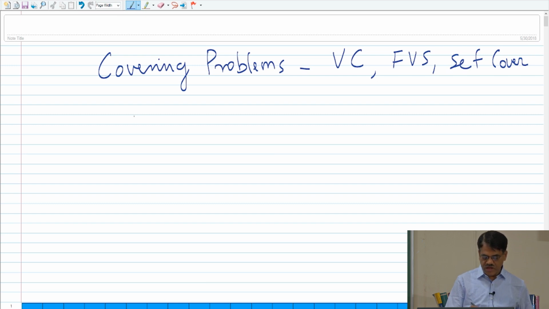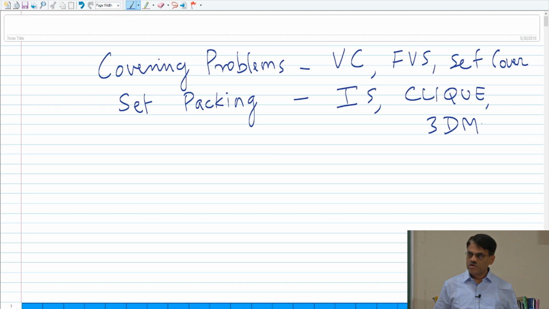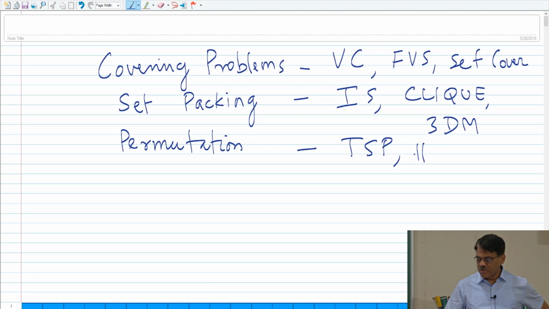and then there are problems like a subset satisfying some property inside. I do not know how to classify this, but here I would call independent set, clique, 3-dimensional matching, which you may or may not have seen. Then there are some problems where the solution is actually looking for a permutation. So, traveling salesperson problem, Hamiltonian cycle, Hamiltonian path, these kinds of problems.